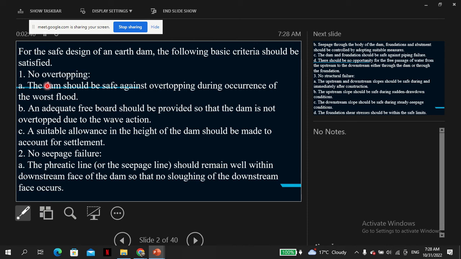And B, an adequate freeboard should be provided so that the dam is not overtopped due to wave action. Again, we said there is the freeboard. The freeboard height should be at least 1.5 times the height of the wave. You remember that, to avoid overtopping during waves.